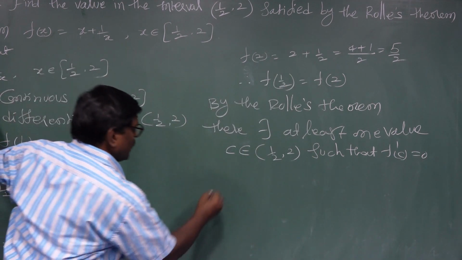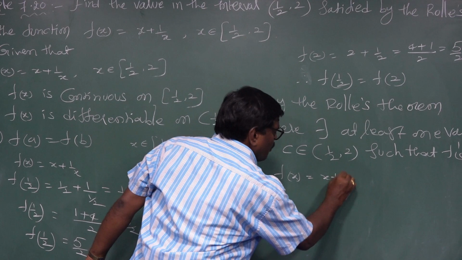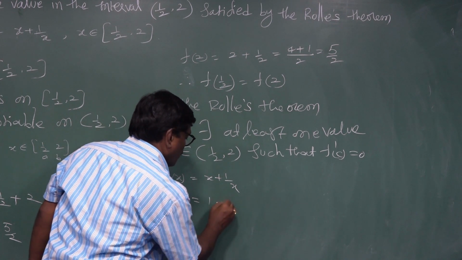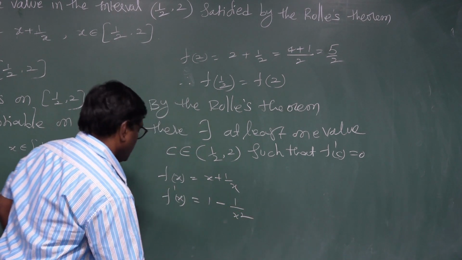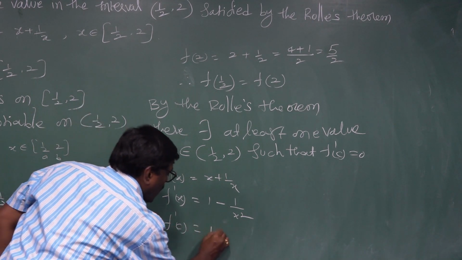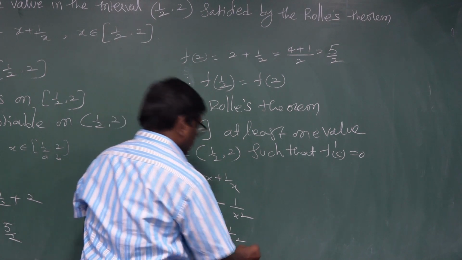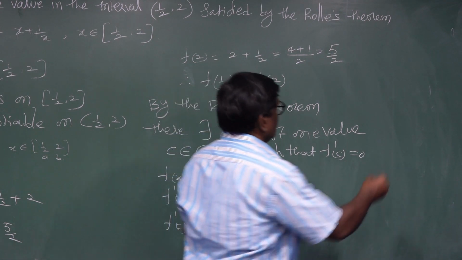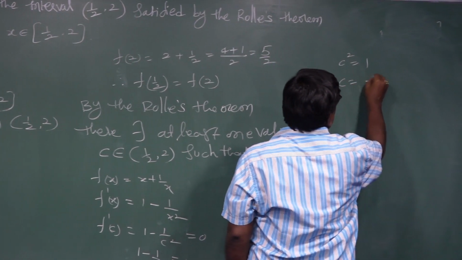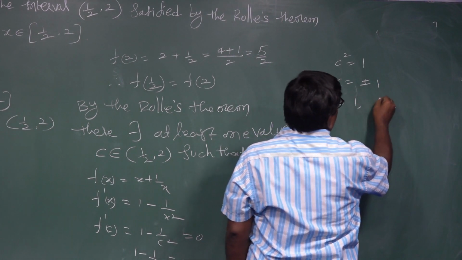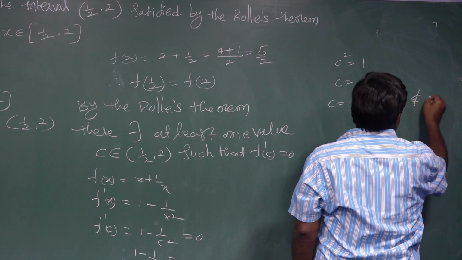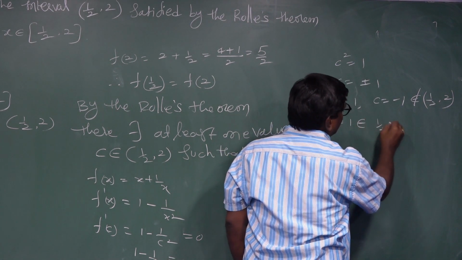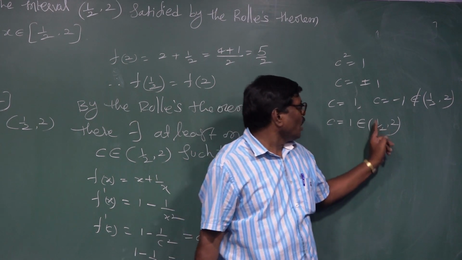f'(c) = 0. f(x) = x + 1/x. Taking the derivative, f'(x) = 1 + the derivative of 1/x, which is minus 1/x². So f'(c) = 1 - 1/c² = 0. Then 1 - 1/c² = 0, c² = 1, c = plus or minus 1. c = -1 does not belong to (1/2, 2). c = 1 belongs to (1/2, 2). This one value is between 1/2 and 2.